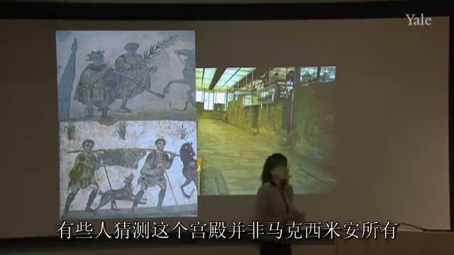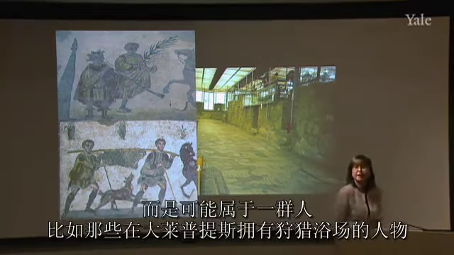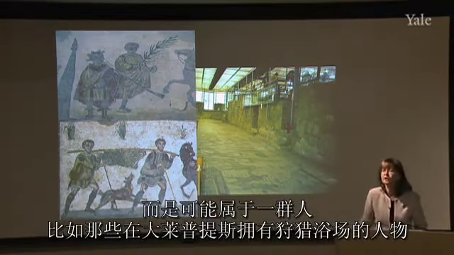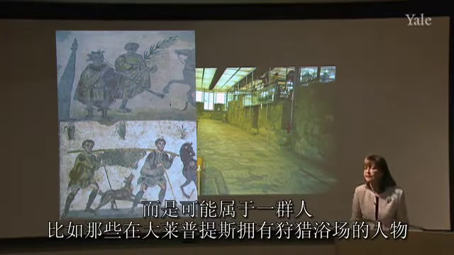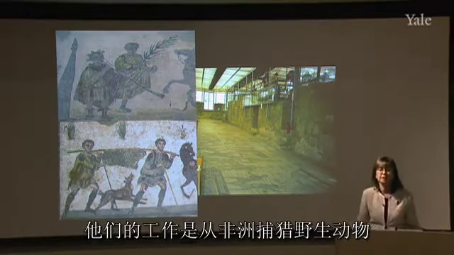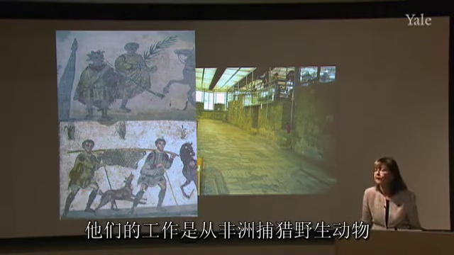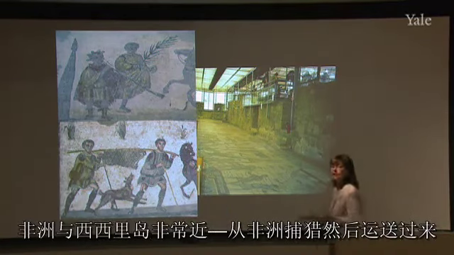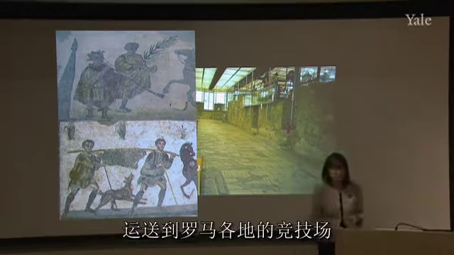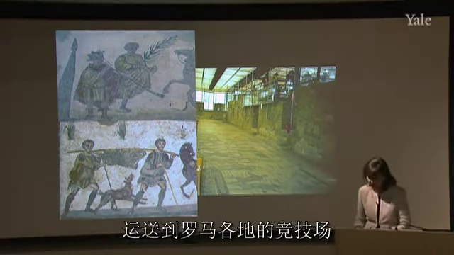And there's been some speculation, if this was not Maximian's, that it may have belonged to somebody who, like those individuals who had the hunting baths at Leptis Magna, whose work it was to collect wild animals from Africa. Africa is very close to Sicily. Collect them from Africa and send them to supply them to amphitheaters around the world.